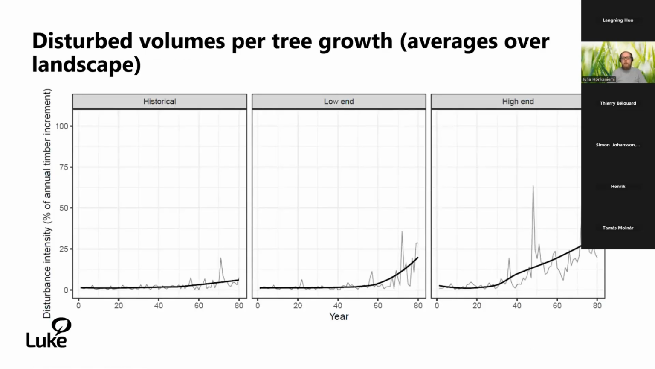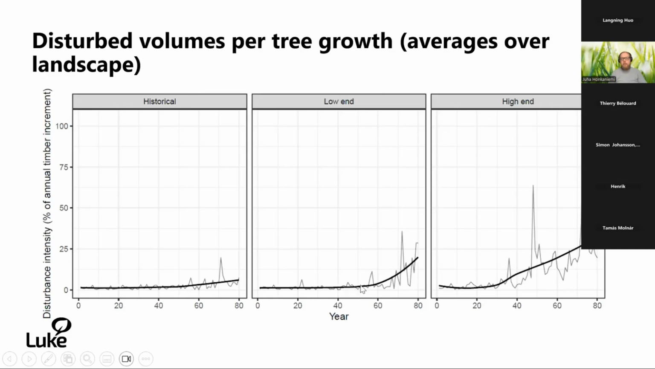If we compare the disturbed volumes per tree growth, again under historical, low-end and high-end climate change scenarios, we can see that the disturbed volumes per growth are relatively low, a few percent of the growth under historic climate, and increasing a bit towards the end of the century. As there is no climate change, this is related more to the changes in composition and structure of the landscape.